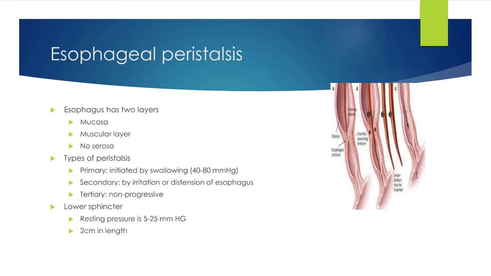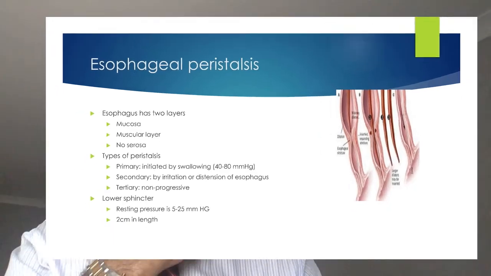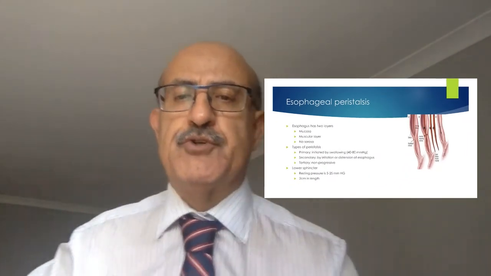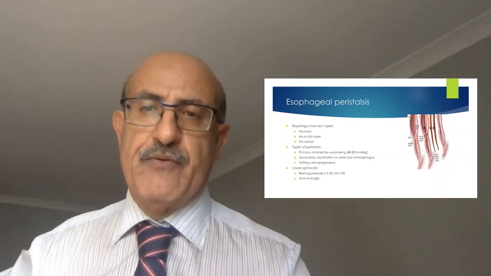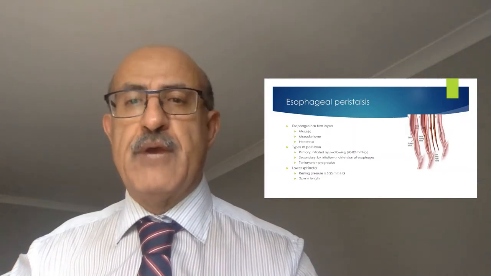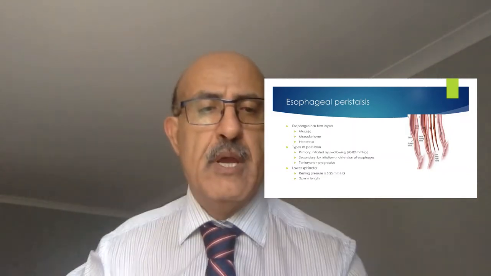We need to know the lower esophageal sphincter, which I have discussed in a previous lesson, generates a resting pressure of somewhere between 5 and 25 millimeters of mercury, and that would keep the gastric contents from refluxing back into the esophagus. This sphincter is 2 centimeters in length, and it's also assisted by the fact that part of the esophagus is intra-abdominal and exposed to the abdominal pressure, and also by the crura of the diaphragm, which help the sphincter mechanism.